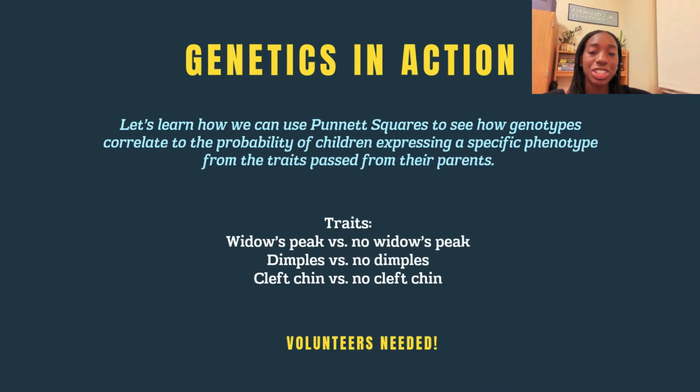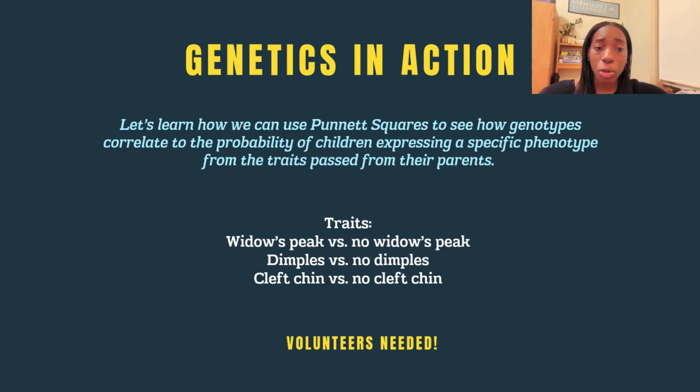So let's see genes in action. We're going to learn how we can use Punnett squares to see the genotypes and how that correlates to the probability of children expressing a specific phenotype from the traits passed on by their parents. I spoke a little bit about this with the examples of the heterozygous parents that had a big R and little r allele and going through that Punnett square, but I would love for students, and particularly the teacher, whoever is present, to pick some volunteers if anyone is interested.